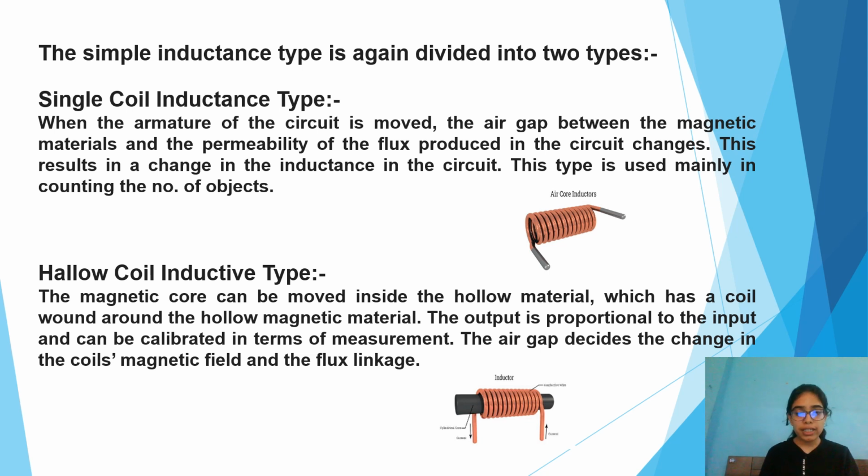In hollow coil inductive type, the magnetic core can be moved inside the hollow material, which has a coil wound around the hollow magnetic material. The output is proportional to the input and can be calibrated in terms of measurement. The air gap decides the change in the coil's magnetic field and the flux linkage.